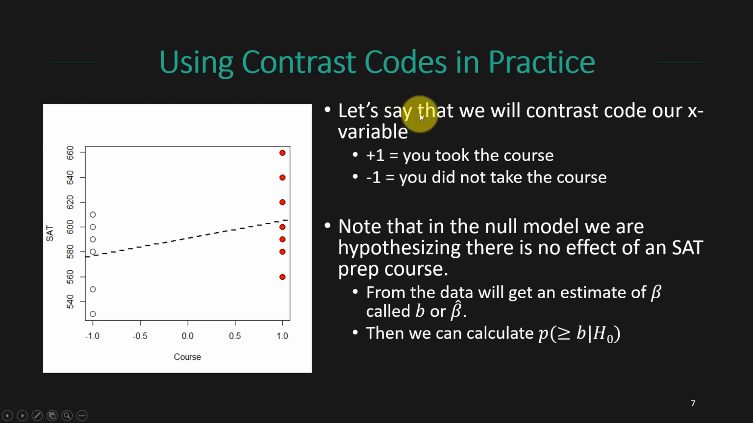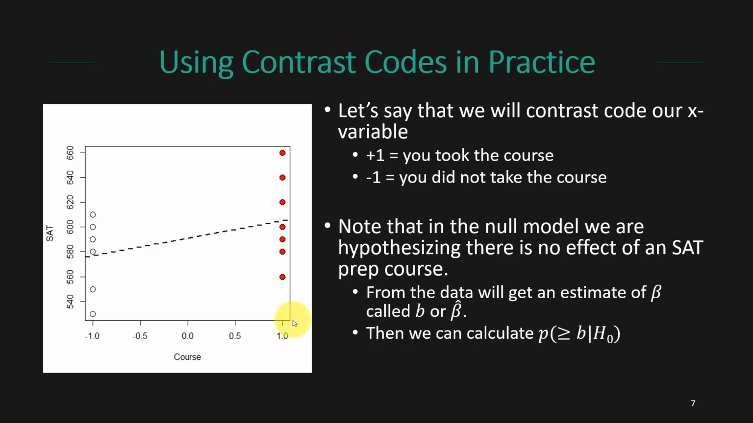But let's say that we contrast code our x variable as +1 if you took the course and -1 if you did not take the course. So again, here's our SAT data on the y-axis, and it's the same categorical distinction, but now rather than having a discrete variable on x of you took the course or you didn't take the course, I have a continuous variable, right? It goes from -1 to 1. If you didn't take the course, you get a -1. If you did take the course, you get a +1. So we can now regress these two variables onto each other, right, and calculate a slope.